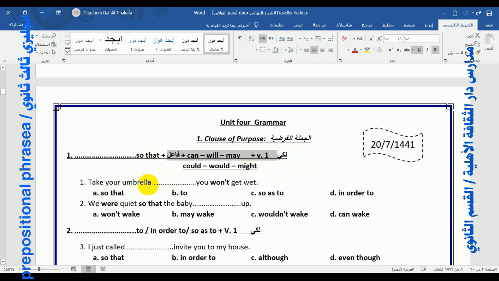Take your umbrella, why? You won't get wet. So that, or to, or so as to, or in order to? So here, you won't, negative of will. Here I have the sentence you won't; since there is a sentence, it means so that, لكي أو علشان.